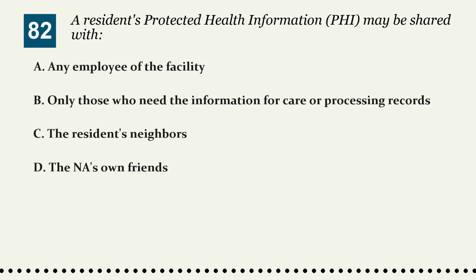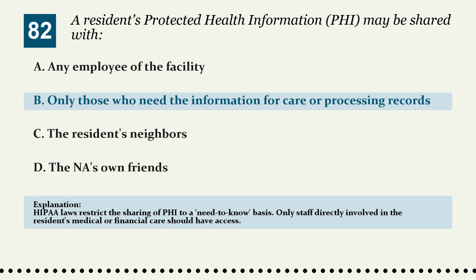Only those who need the information for care or processing records. Option C. The resident's neighbors. Option D. The NA's own friends. The correct answer is option B. Only those who need the information for care or processing records. HIPAA laws restrict the sharing of PHI to a need-to-know basis. Only staff directly involved in the resident's medical or financial care should have access.